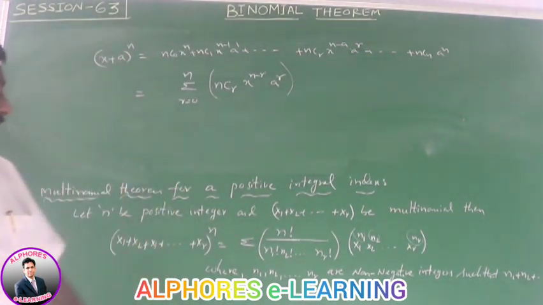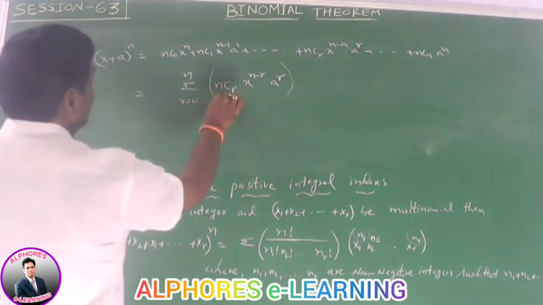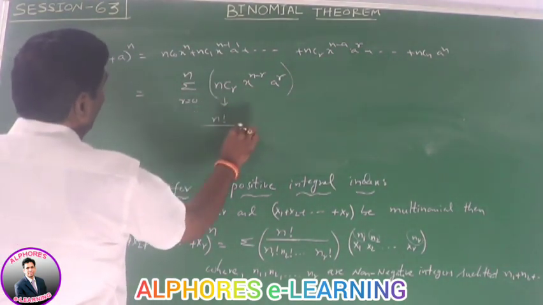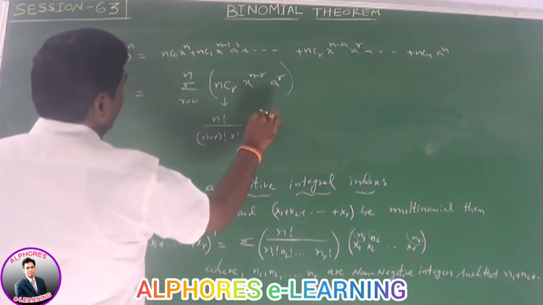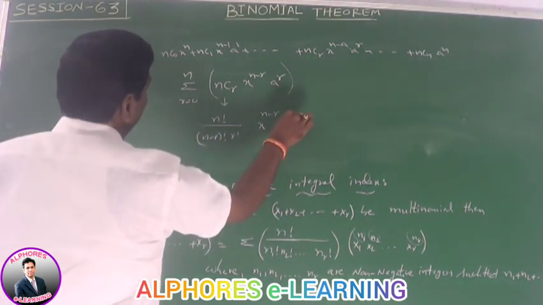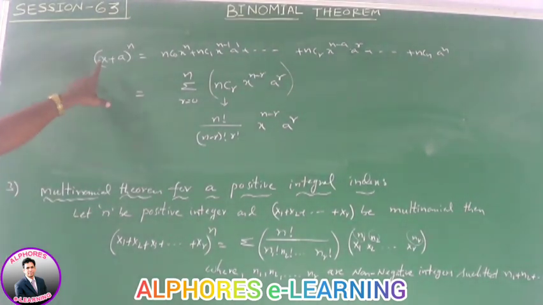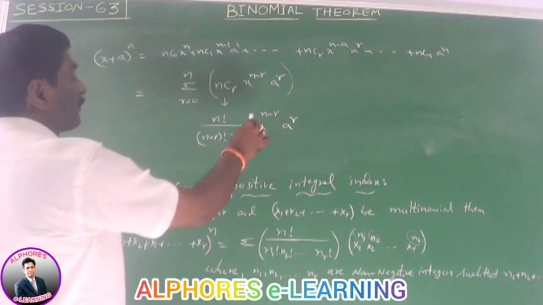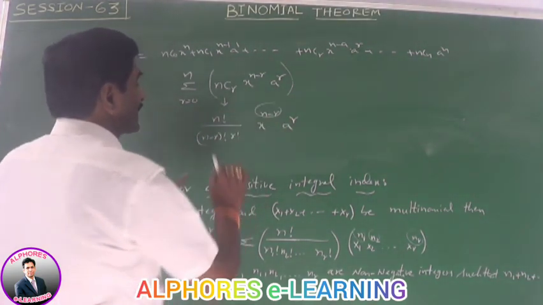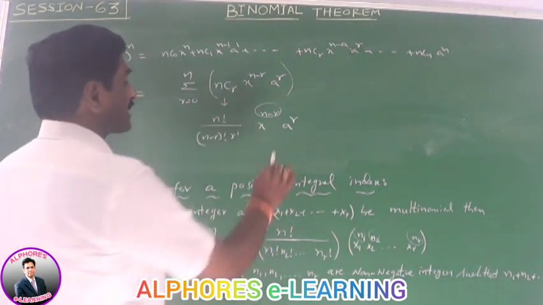Okay. Please observe this value. What is the value of nCr? nCr means n factorial by n minus r factorial into r factorial, into x power n minus r into a power r. In this case, in the binomial expansion, we have only two terms. The two terms are x and a. Please observe these powers. The index of x is n minus r, and the index of a is r.